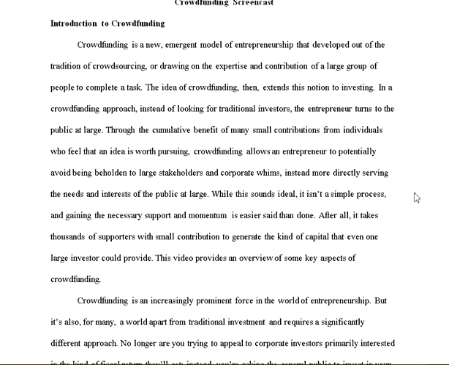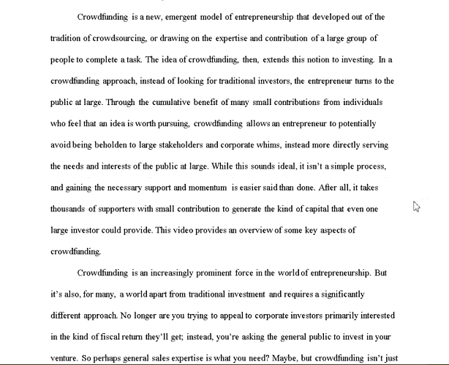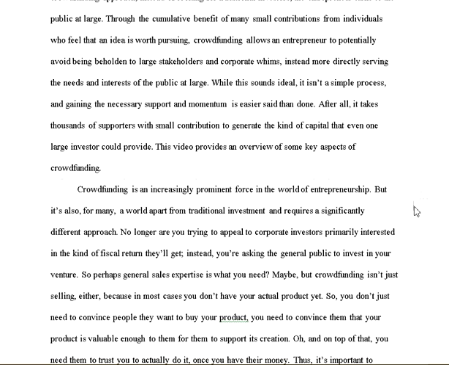Through the cumulative benefit of many small contributions from individuals who feel that an idea is worth pursuing, crowdfunding allows an entrepreneur to potentially avoid being beholden to large stakeholders and corporate whims, instead more directly serving the needs and interests of the public at large.